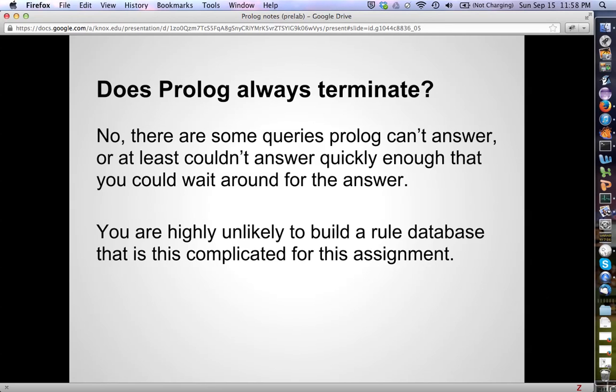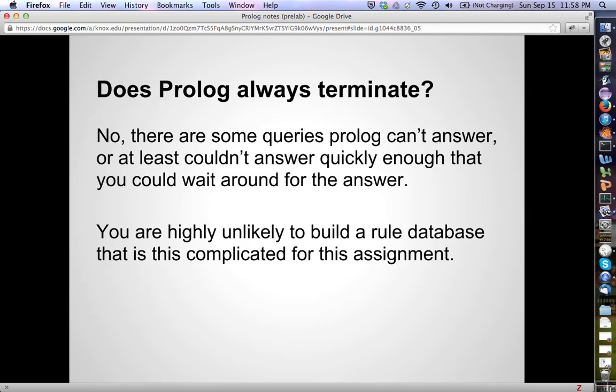So this brings up the question, does this always terminate? No, there are some queries Prolog can't answer, or at least can't answer quickly enough. You're highly unlikely for this assignment to come up with a rule database that's that complicated, but it is possible, and it's an interesting thing to think about. If all of these things in logic end up being, in the worst case, exponential, how is Prolog going to handle this? In practice, and this is well beyond the scope of this course, there's a special command called cut, which basically means, if you've searched this far and haven't figured it out, cut. Don't look any further, just return a no.